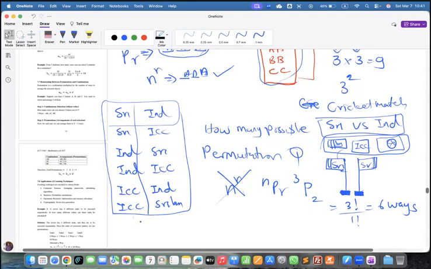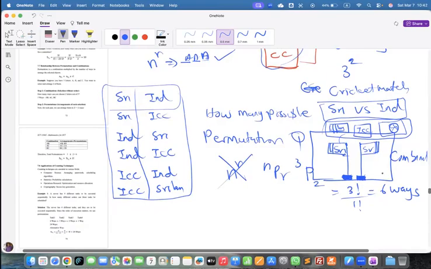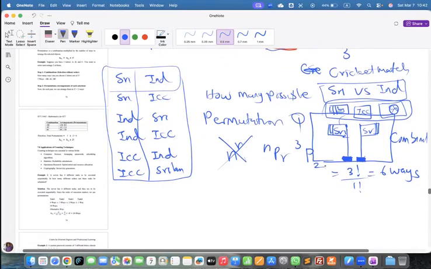But if you are making words or passwords, or you can arrange something in a particular order, for that type of question we consider permutation. Why do I consider permutation here? Because the order is more important. If the order is not important, then it is considered a combination. So if the order is not important, it is a combination question, right?